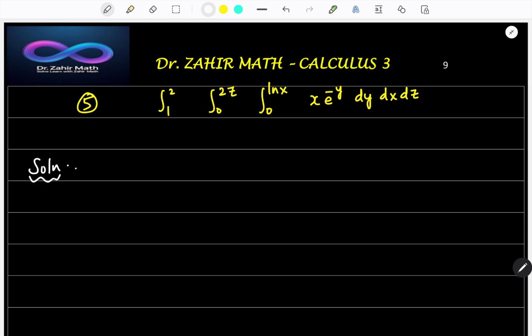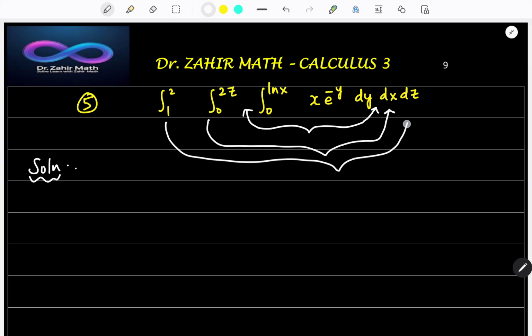Right. So first of all, you just make sure this is a product or not. The inner integral goes with respect to y, right? And the middle integral goes with respect to x. And the outer integral goes with respect to what? z. So it is a product. Yes, it is a product. So can we move things here and there? Yes, we can move.